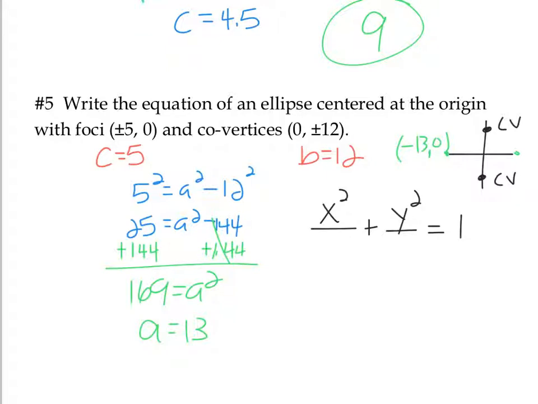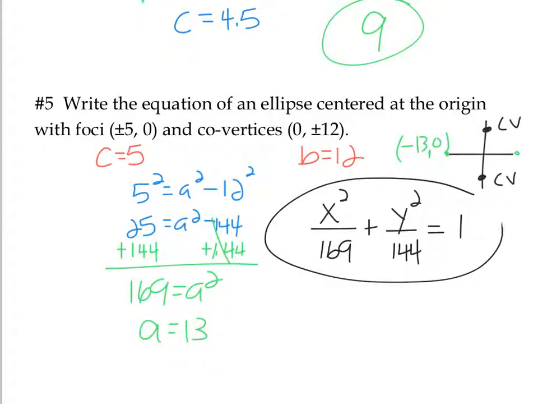So we're going to fill in here, and we're going to have 169 and 144, because remember, square them, a squared and b squared. So there's our equation for that ellipse. Equation of ellipse centered at the origin, and we give it a focus and a vertex. We can use those, again, to find the a value. And then we have our a and our b, which are the two things we need to write our equation.